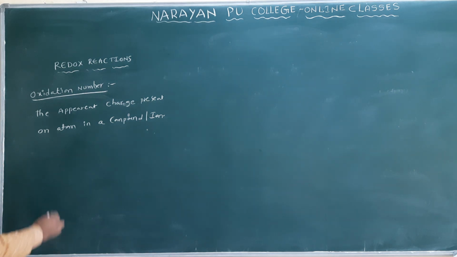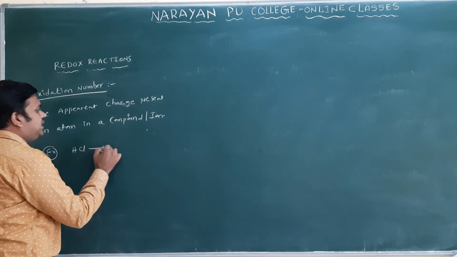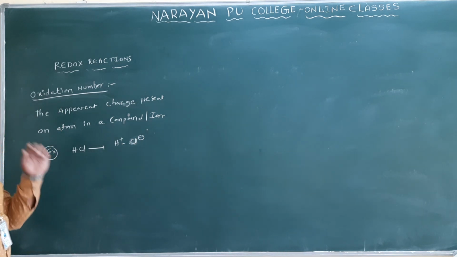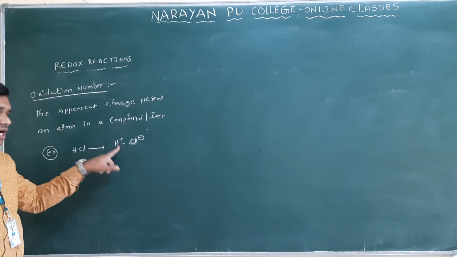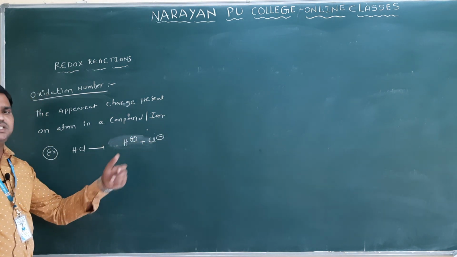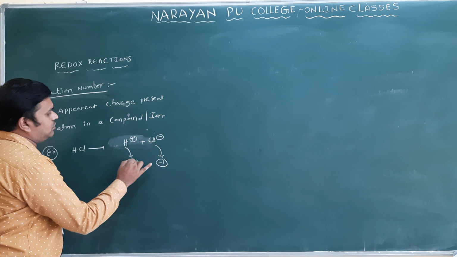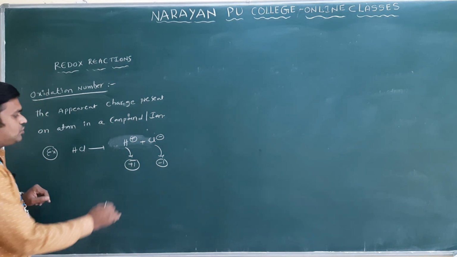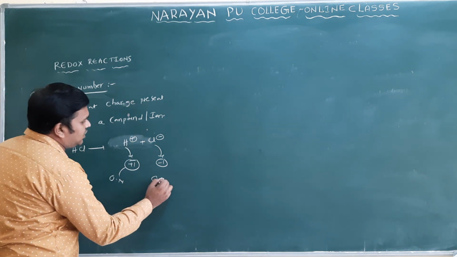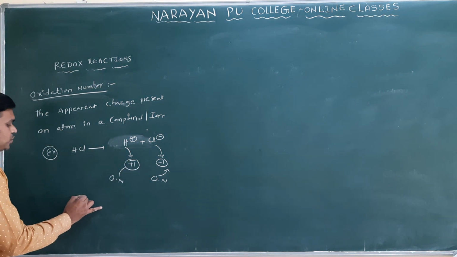Oxidation number. If you see this, I am taking HCl. I write this HCl as H plus and Cl minus. What is the apparent charge on hydrogen? You can simply dissociate this compound into H plus and Cl minus. The charge on hydrogen is plus 1, and on chlorine minus 1. So the oxidation number of hydrogen in HCl is plus 1, and the oxidation number of Cl in HCl is minus 1.